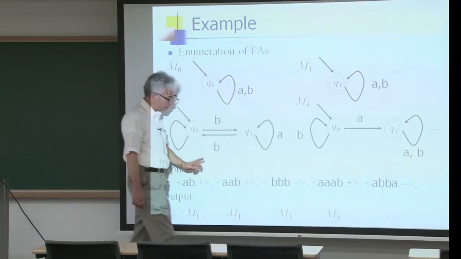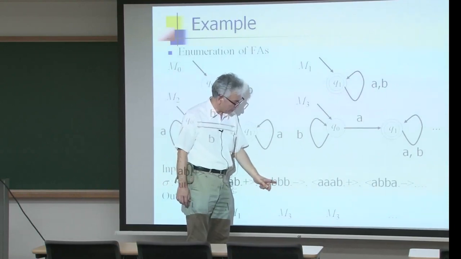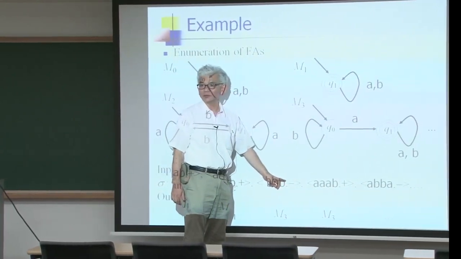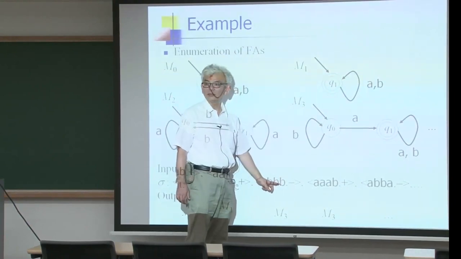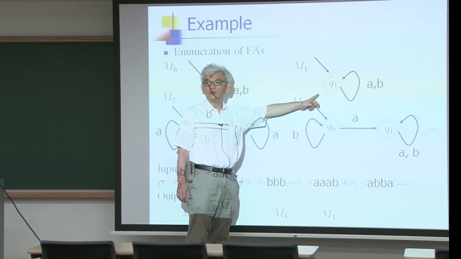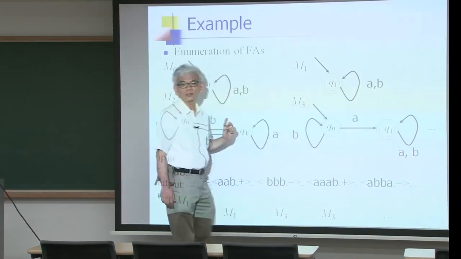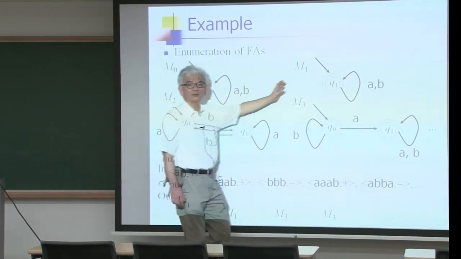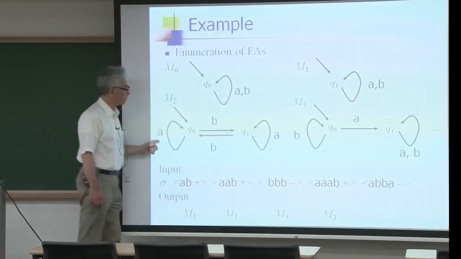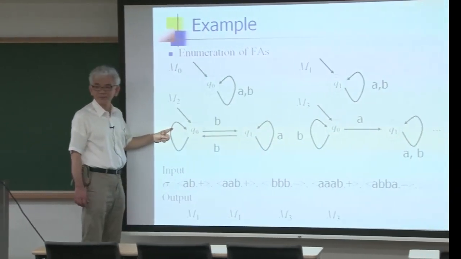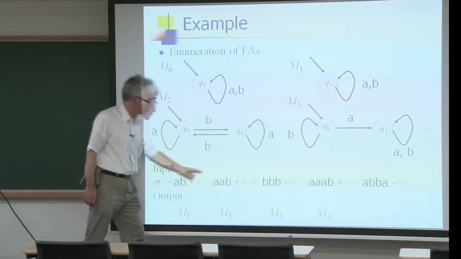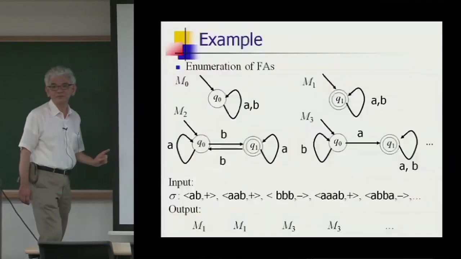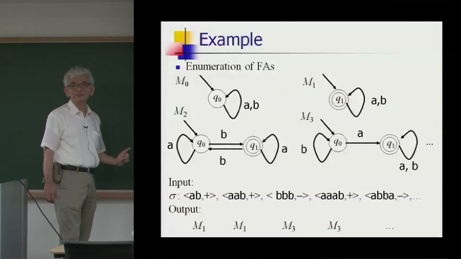And the third example is BB minus. Minus means negative example. But this automaton accepts this BBB because this automaton accepts all strings. So we have to throw away this one and choose the next one here, and check that this automaton is consistent with these three examples. Do you understand?